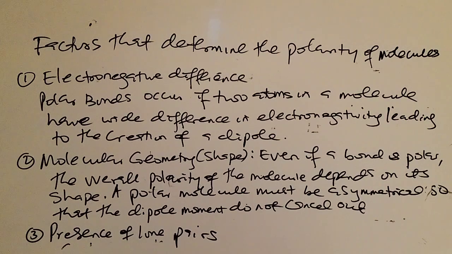Another factor that affects the polarity of a molecule is the presence of lone pairs. As we are studying the shape of molecules, lone pairs help determine the shape of a molecule by creating a negative area around the central atom. Molecules that have lone pairs tend to be bent or twisted, and that increases their polarity. So let's take a question to explain more of this.